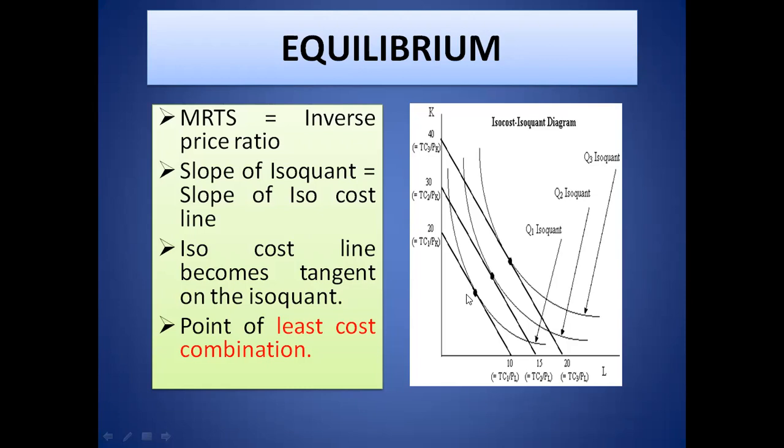That means at that point, both of the slopes will be equal, right? That's why it is the equilibrium point. And these three points are called points of least cost combination. If you remember the chart, I told you that in factor-factor, we have to go with the least cost combination point. So these are the least cost combination points. Got it? So here are the points where the producer should produce.